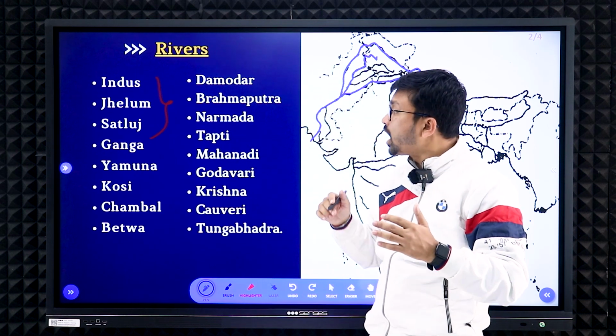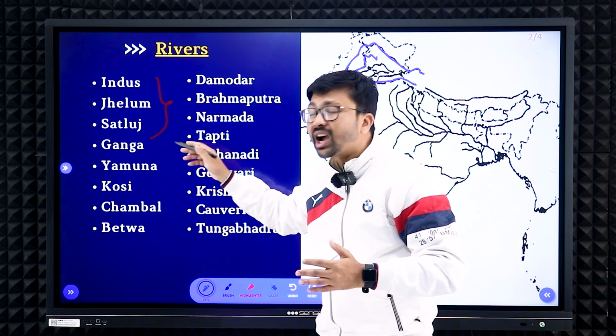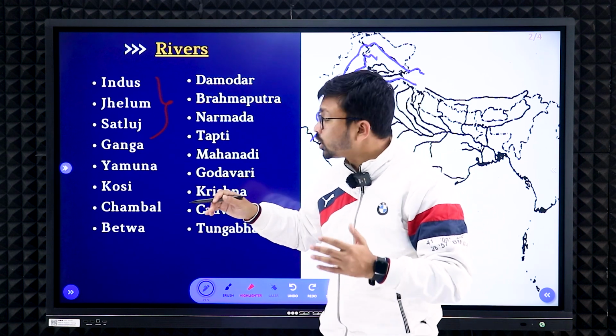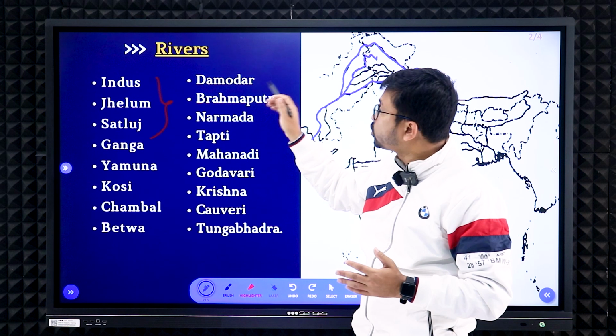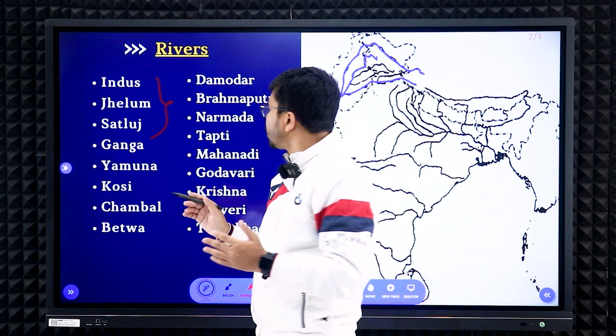Now we'll go for the other rivers, that is the main river Ganga, and along with the main river there will be the tributaries of the Ganga river. What are those? Yamuna, Kosi, Chambal, Betwa, Damodar. So how do you have to mark?